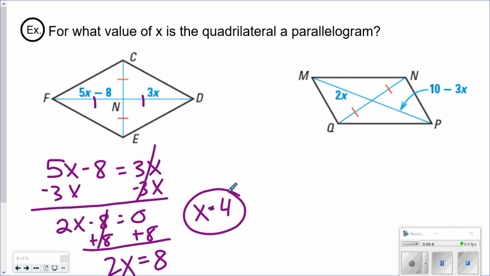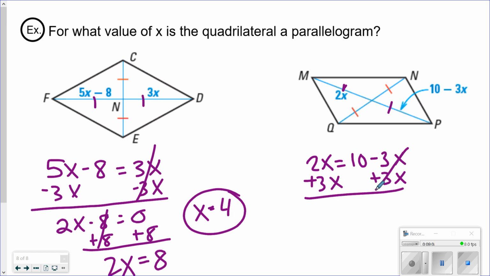For my second problem here, same thing, I'm given diagonals. And what do we know about our diagonals in a parallelogram? We know that they bisect each other. So that means that this segment is congruent to this segment. So that gives me that 2x is equal to 10 minus 3x. I'm going to add 3x to each side. So those cancel. I get 5x is equal to 10. Divide by 5. I end up getting that x is equal to 2.